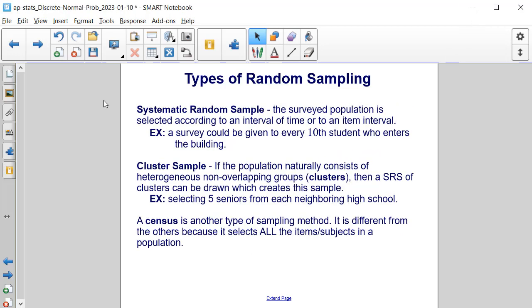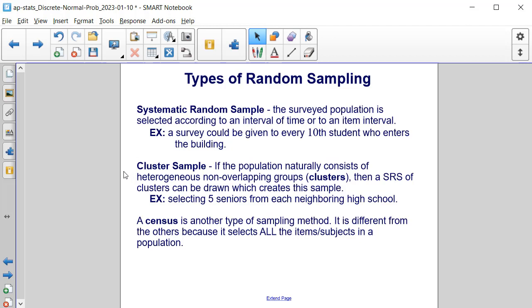Systematic random sample is when the surveyed population is selected according to an interval of time or to an item interval. So a survey could be given to every 10th student who enters the building. There's a system involved. There's a set number that they always abide by in order to select the next person. That's a way to remember what systematic is.